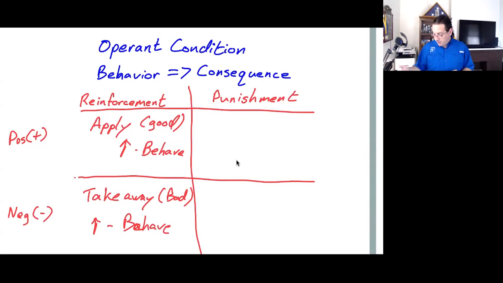All right. So with punishment, now punishment is when we provide something to do what with behavior? Decrease behavior, right? Sorry, I know I'm doing a lot of. So both of these, we're going to see a decrease in behavior. So when we're providing positive punishment, what would be something that we would apply in order to decrease behavior? Do you think? Any guesses?